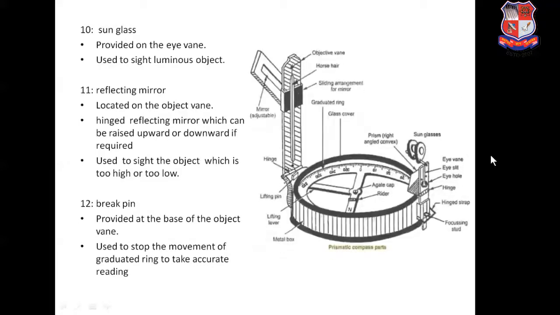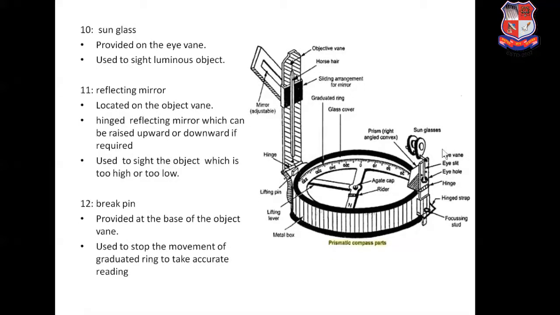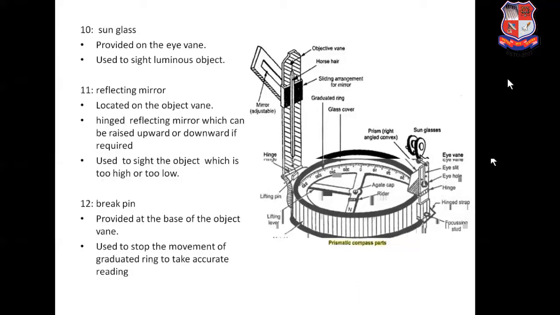Next one is the sunglasses. The sunglasses are provided on the eye vane, or you can say in front of the eye vane, by joints. It is used to bisect a luminous object. Meaning if you are bisecting the object and the light is coming as a reflection from the object, at that time you have to put the sunglasses between the eye slit and the object so that you can easily bisect the object in the reflecting condition.